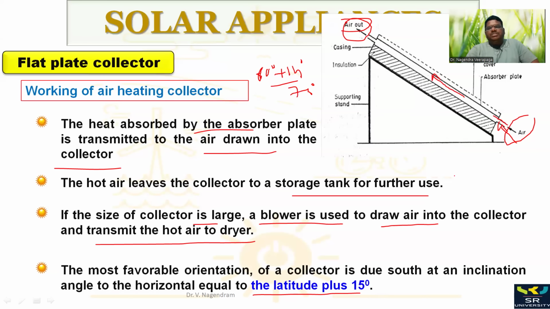Suppose this is the horizontal, so we have to keep an inclination of 75 degrees. That nearly comes like this. We have to keep our air heater at 75 degrees of inclination for higher efficiency.